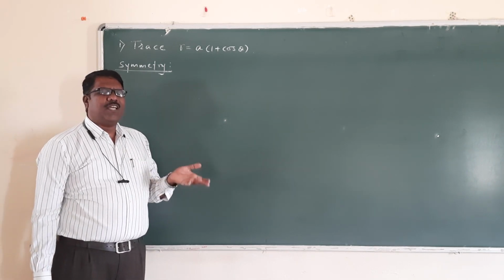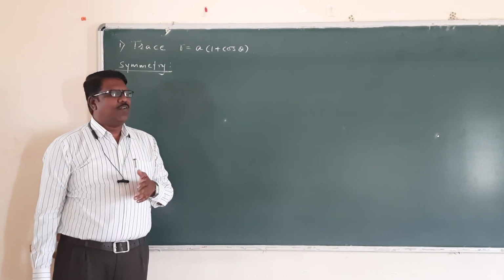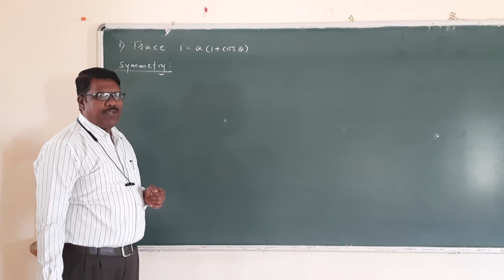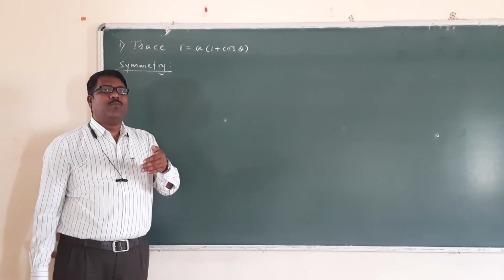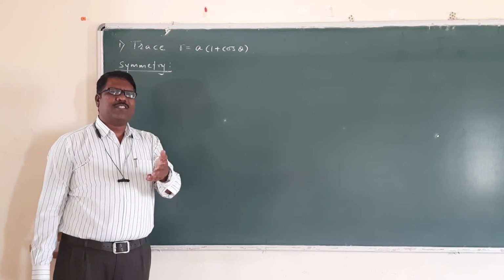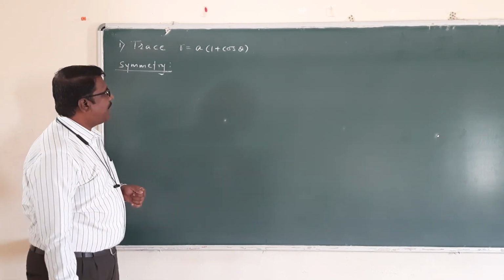Or replace θ by π − θ, and if the equation remains as it is, then the curve is symmetric about θ = π/2. And the last one is replace θ by π/2 − θ, and if the equation remains as it is, then the curve is symmetric about θ = π/2.